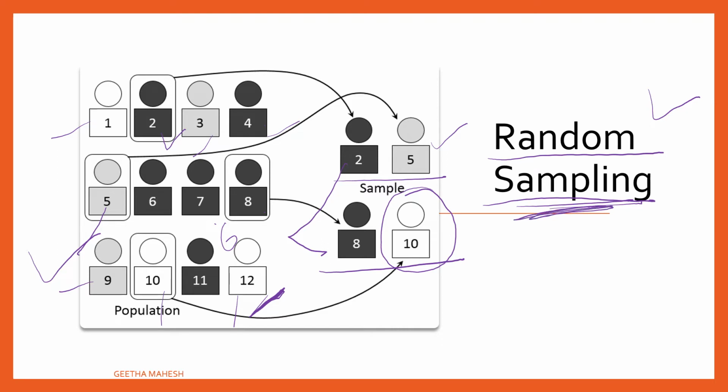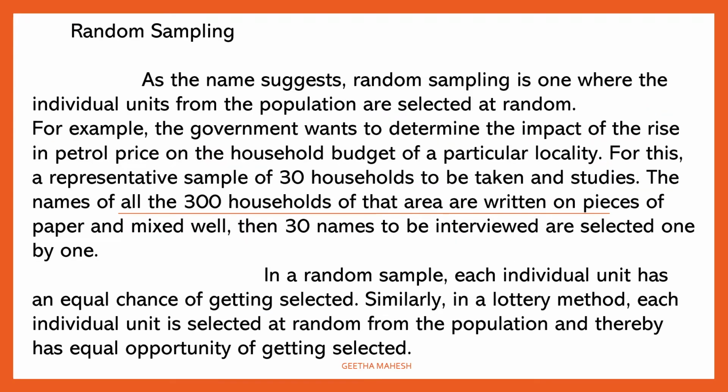So here, if a population is heterogeneous and grouped, then according to the group and the size of the group, they are going to consider the samples and select them. This type of selection we call random sampling, where every unit of the population gets an equal chance of being selected. Now let us understand random sampling with the help of an example.